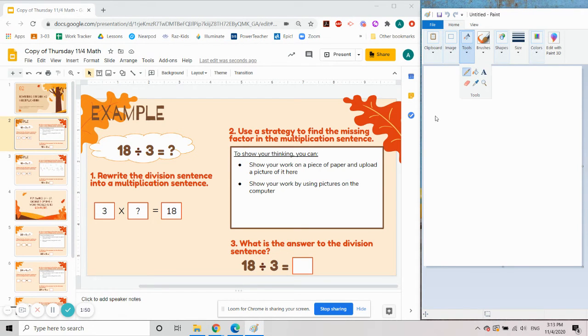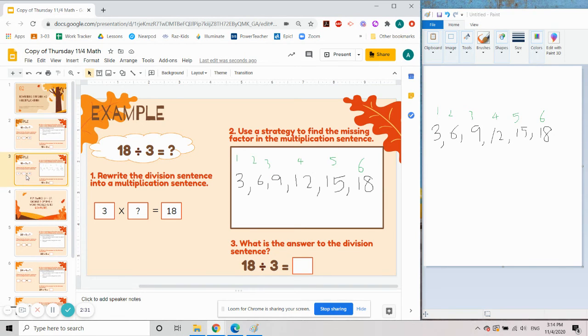3 is a number that I feel comfortable skip counting by. I'm going to start from 3, add another 3 to get 6, 9, 12, 15, and then 18. Let's see how many times I needed to skip count by 3. 1, 2, 3, 4, 5, 6. I'm going to take that work and now take a picture and put it into my slide.